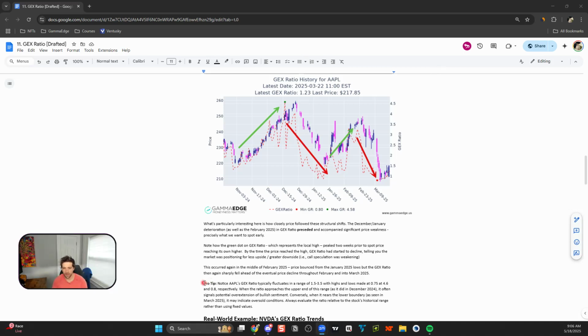And then lastly, the pro tip here, we did hit on understanding in context the range where we are at: the highs 4.5, lows below 1, kind of overbought sentiment up here, oversold sentiment down here.